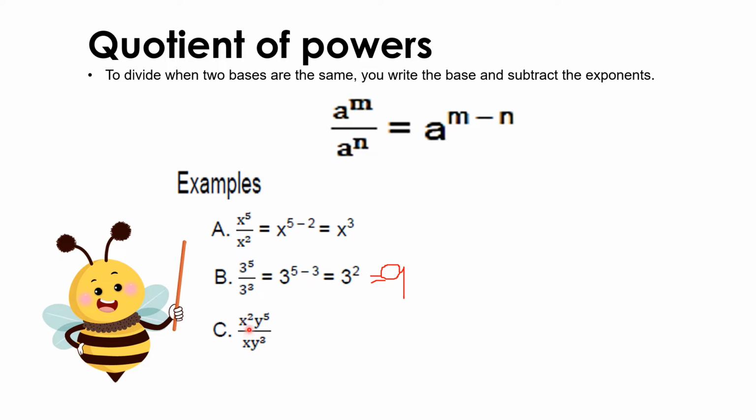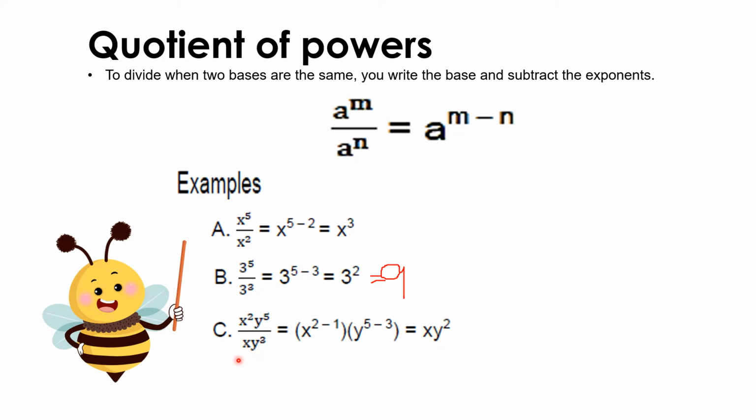Next, we have x squared y raised to 5 over x y raised to 3. So we have x raised to 2 minus 1 multiplied by y raised to 5 minus 3. Therefore, our final answer is x y raised to 2. So that's the quotient of powers.